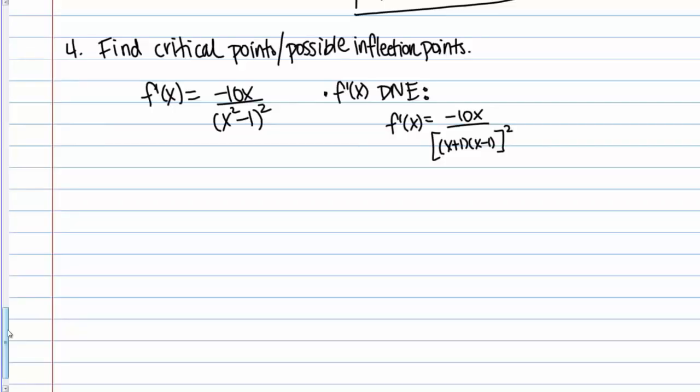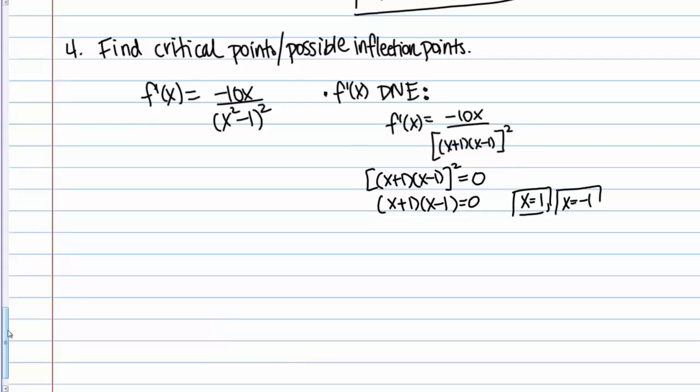In general, a rational function like this does not exist when its denominator equals 0. So we can just take that denominator and set it equal to 0. Okay, so we end up with (x + 1)(x - 1) = 0. So we get solutions of x = 1 and x = -1. Okay, so let's think about what that means.